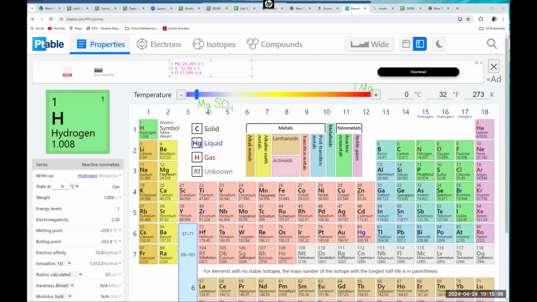I don't have my calculator. Oh my gosh. 63.996. Okay, so we add them all together. It's 120.361. Okay. So 120.361. And we know that's going to be grams per mole. Okay, so now that we know that, let's go back to the problem.